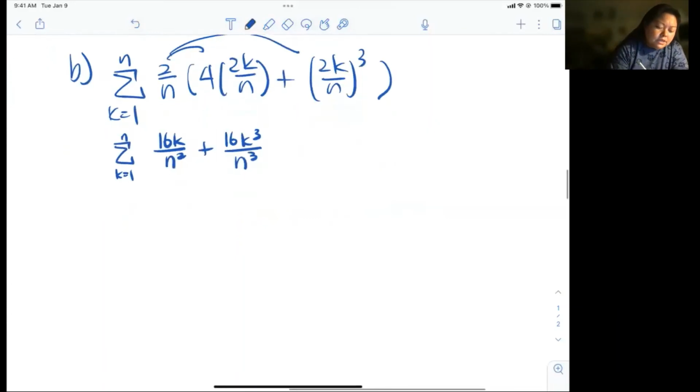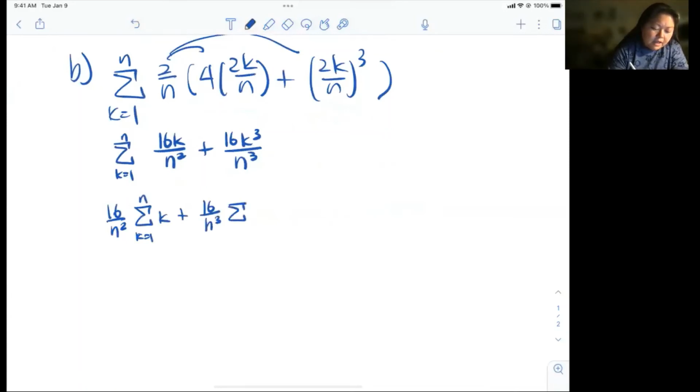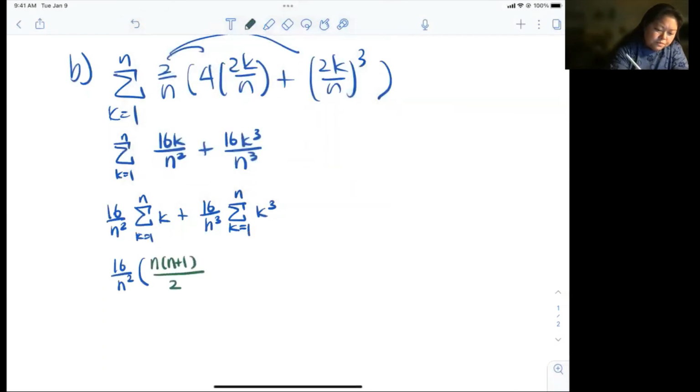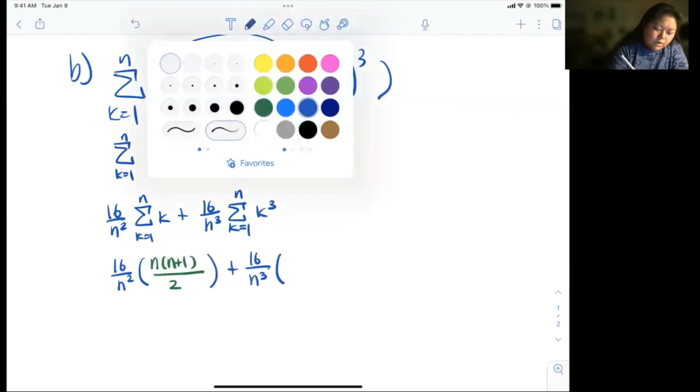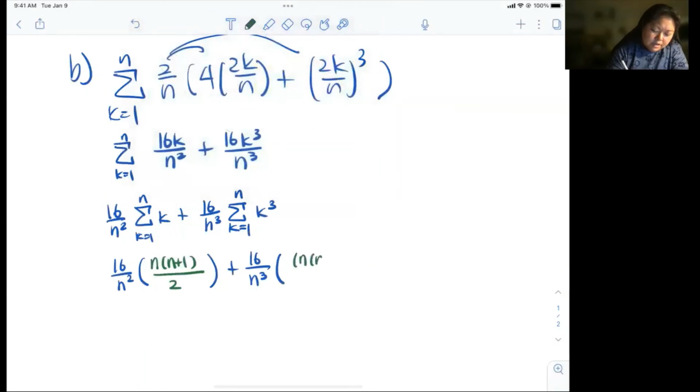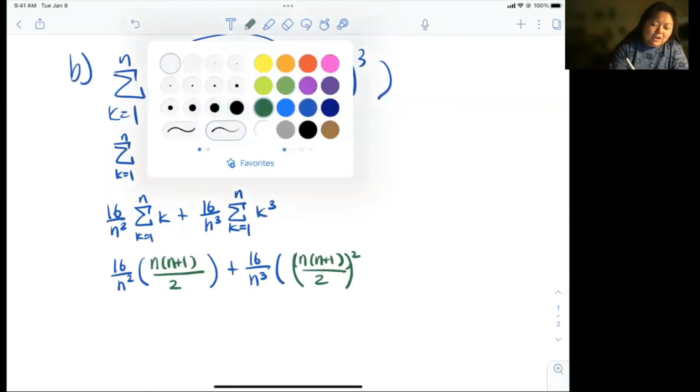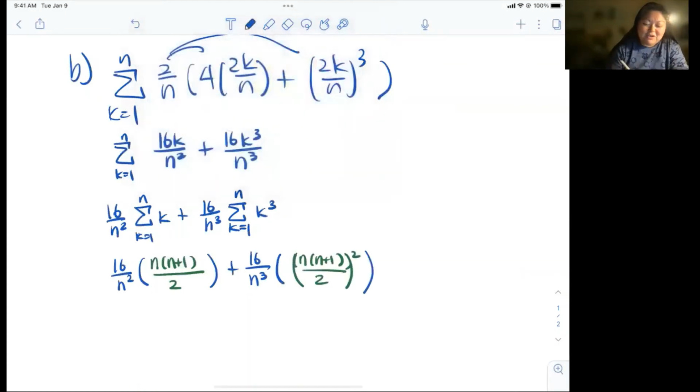Okay. So this time I have 2 sigmas I can split up. Oops, my sigma looks funny. k equals 1, k plus 16 over n cubed. Remember, we're pulling out my constants. And now I'm using the formula. Sum of k is n times n plus 1 over 2. And then 16 over n cubed. Sum of k cubed is the one that was n times n plus 1 squared. Okay, so your parentheses have to be in the right places, otherwise you run into trouble like me.